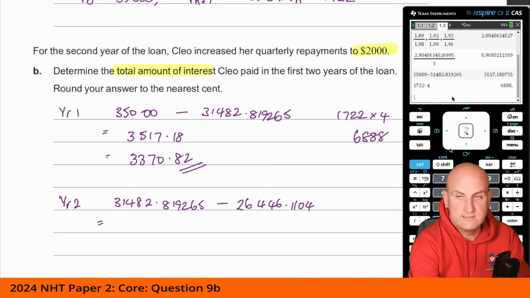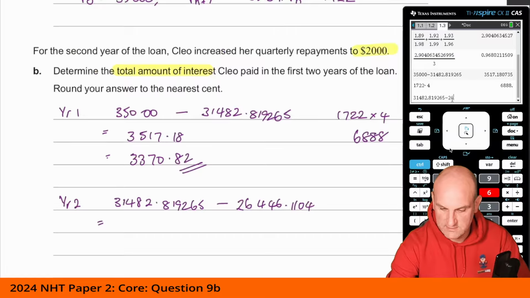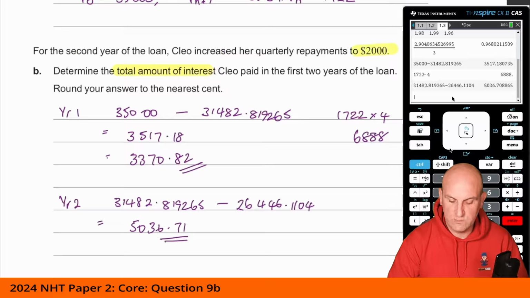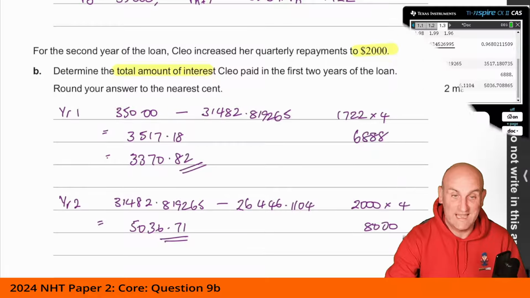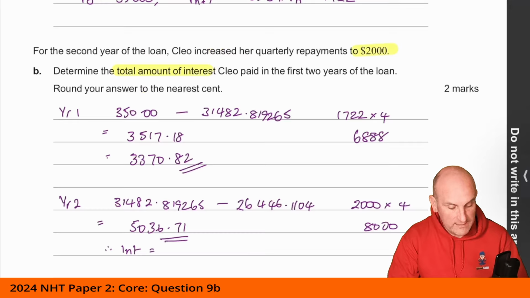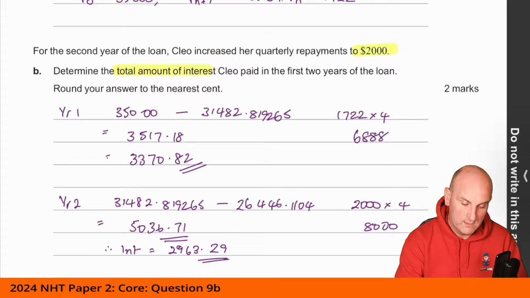Well, if I now do escape, I'm going to do 31482.819265, subtract from that 26446.1104, it tells me that $5,036.71 were paid off. But how much did she pay the bank? Well, it was $2,000, again times 4, which I can do in my head, which was $8,000. So if I take those away, then the interest in the second year worked out to be 2963.29.